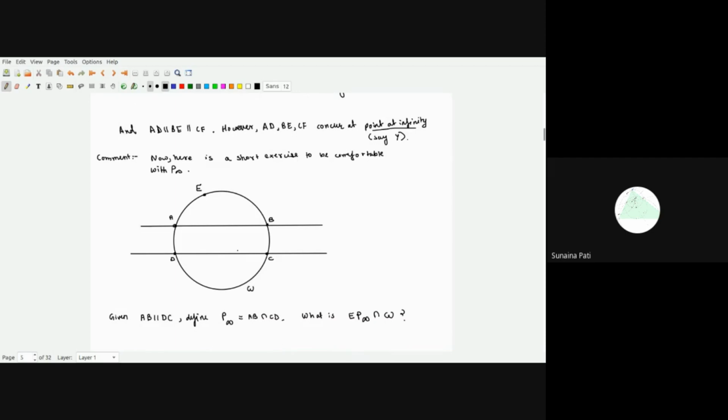Okay, so here's a short exercise for everyone to be comfortable with the point at infinity. When I first started out with projective geometry, I was definitely not comfortable with how projections worked with the point at infinity. So here's a short exercise. Given AB parallel to CD, define the point at infinity as AB intersection CD. So it's somewhat like this. It's actually in both the directions, by the way. Just for convenience, just take it.